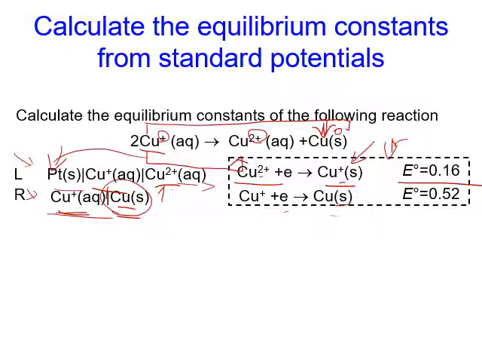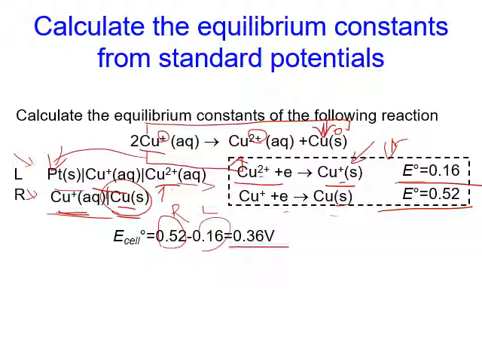And with these two half cell potentials, we calculate the cell potential using the cathode. Remember, cathode minus anode, or right minus left. So right 0.52 minus left 0.16. That gives you 0.36 volts.